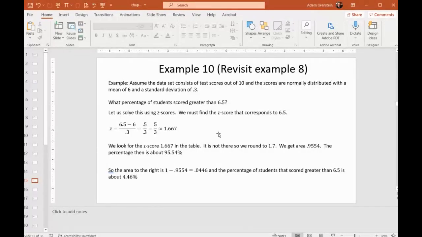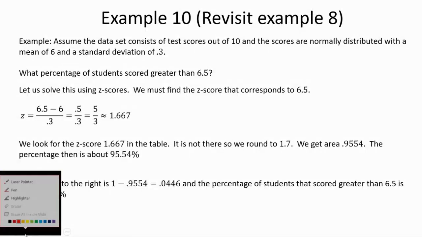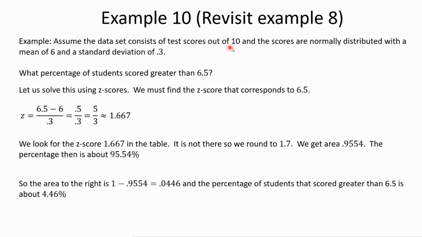Okay. So here, we dealt with this before. We got the area to the left of 6.5. This was actually an earlier one with the test scores. Test scores are out of 10, normally distributed. The mean is 6, standard deviation is 0.3. We already did get the area to the left of 6.5.